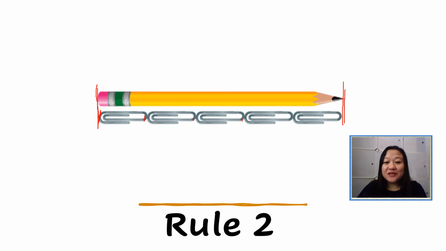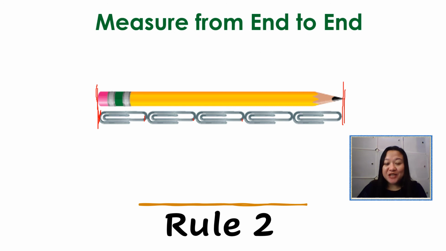So what is rule number 2? Measure from end to end. Can you repeat that, children? Measure from end to end. Good job.